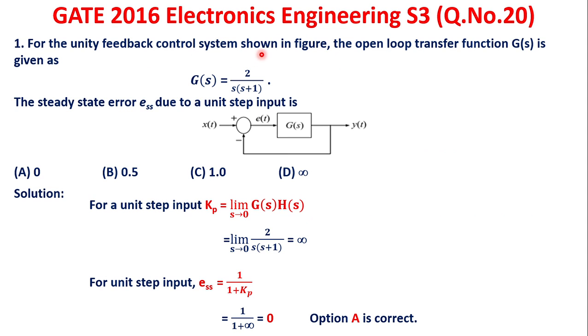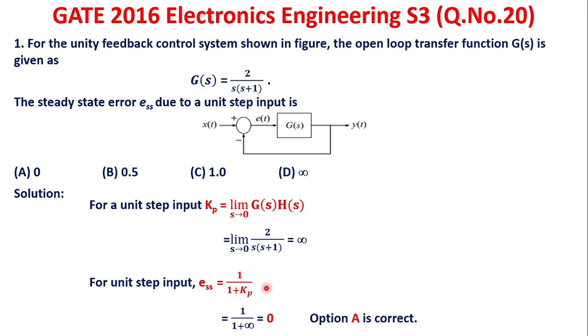So this is GATE 2016 Electronics Engineering Set 3 question paper, question number 20. For the unity feedback control system shown in figure, the open loop transfer function is given as this. What is the steady state error due to unit step input? So it is a unity feedback system, H of s is 1. The options are 0, 0.5, 1, infinity. Just by seeing the type 1 system, because there is one pole at the origin, we can straight away conclude that the steady state error is 0, therefore option A is correct.